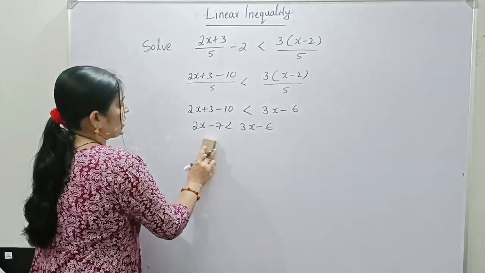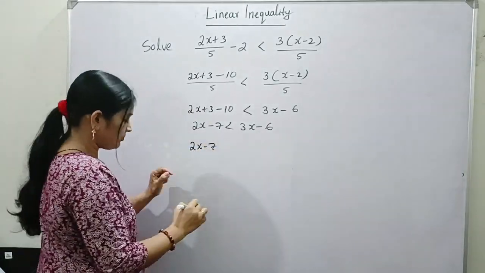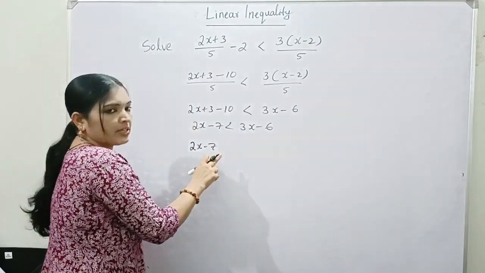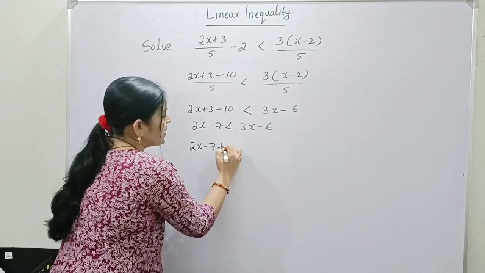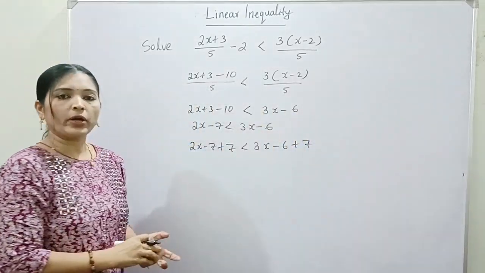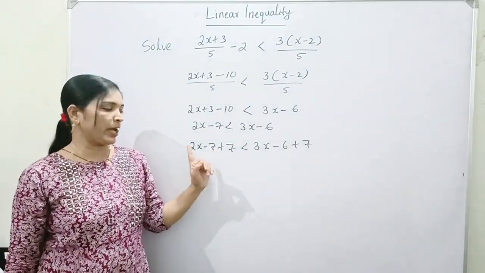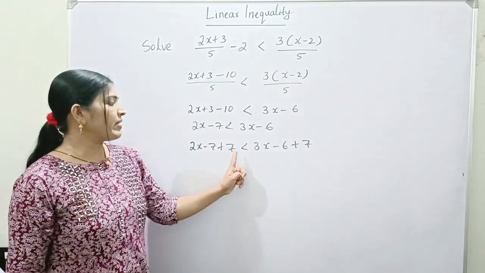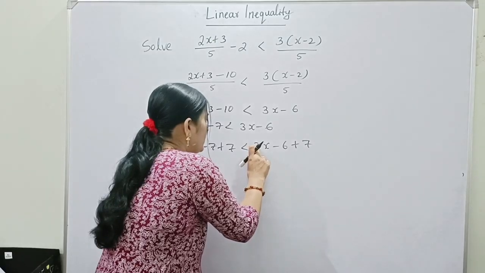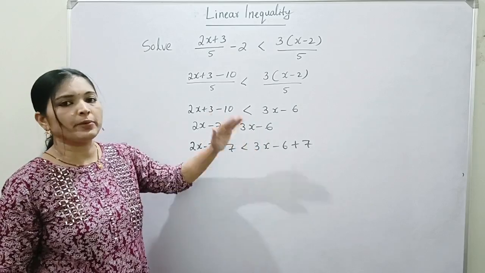Okay, I will write all the steps, otherwise you will be confused. So 2x minus 7. To cancel this minus 7, add plus 7. Add 7 on both sides: 2x minus 7 less than 3x minus 6 plus 7. Added 7 on both sides so that this minus 7 will be cancelled. So 2x minus 7 plus 7 less than 3x minus 6 plus 7. During exam no need to write this step. You can skip directly and jump to next step.